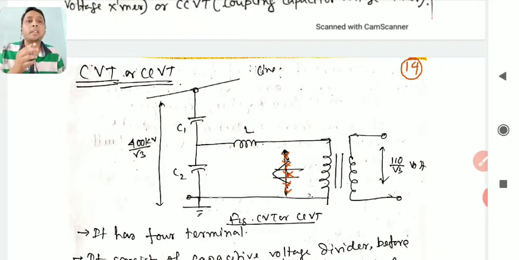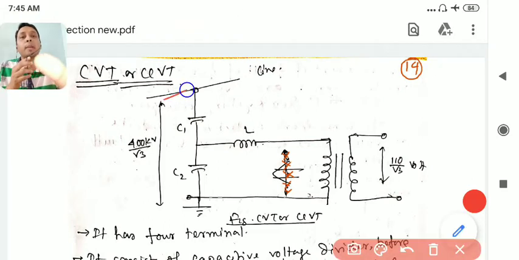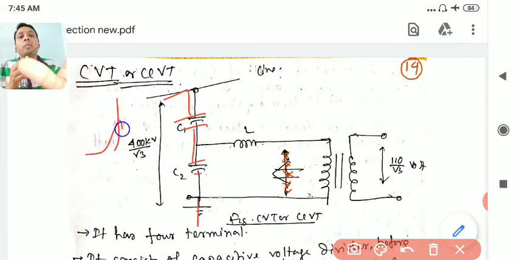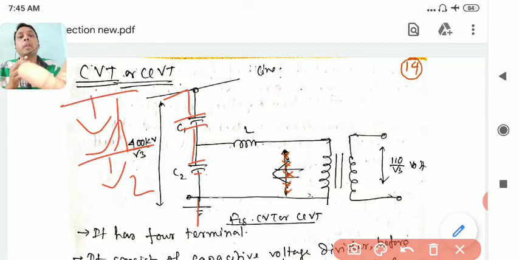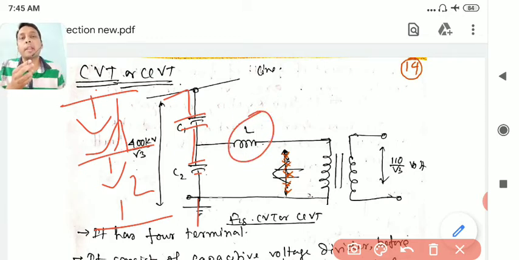So what is CVT? CVT is nothing but a capacitive potential divider. Two capacitors are connected, you can see. From here to here this is V1, and from here to here this is V2. It is a normal voltage divider. We could have used a normal voltage divider, but there is an inductor connected, known as tuning. Why is it connected?